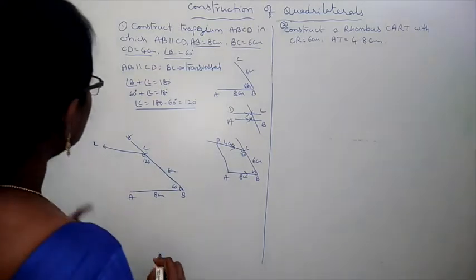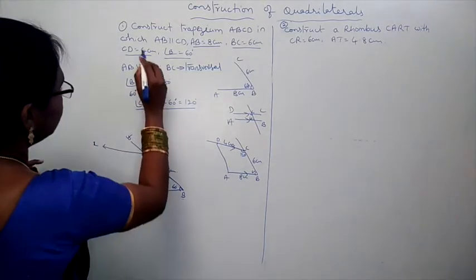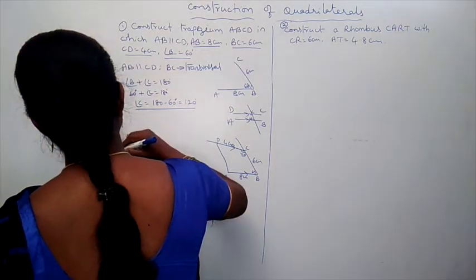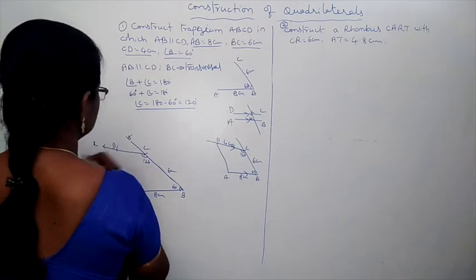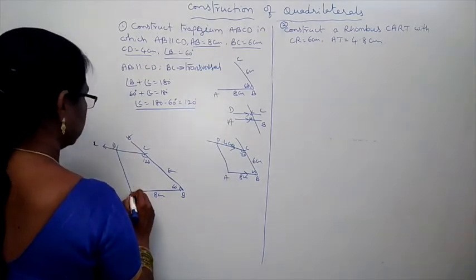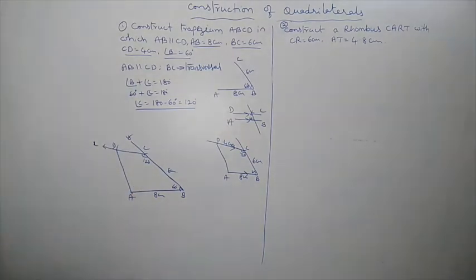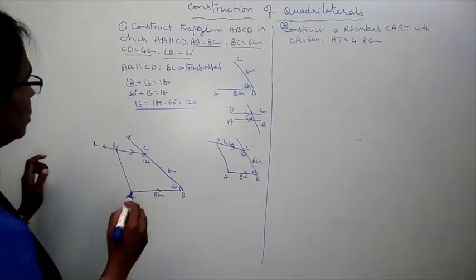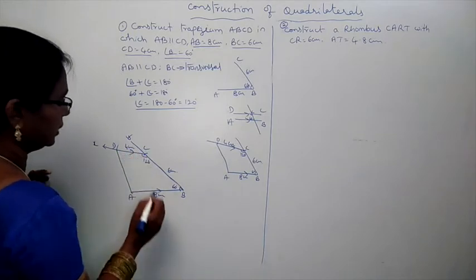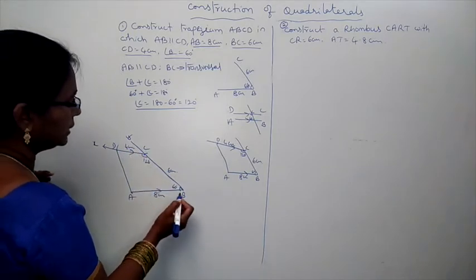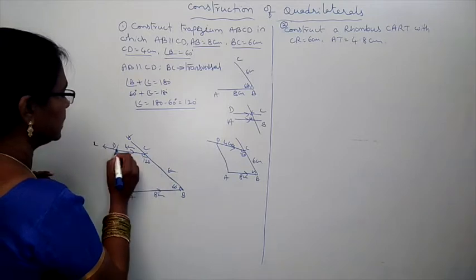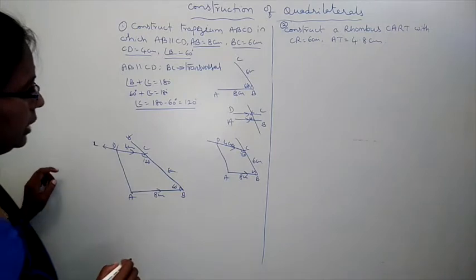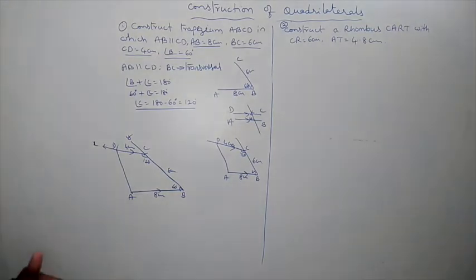Then CD 4 centimeter. Take C as center, 4 centimeter radius, you draw one arc, that will be D point. Now join AD. This is the required trapezium. Now these two are parallel. AB and CD are parallel. Now 5 measurements we got: AB 8 centimeter, BC 6 centimeter, CD 4 centimeter, angle B 60, angle C 120. Now like this you have to draw the trapezium.